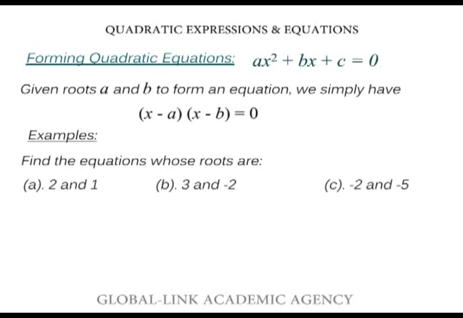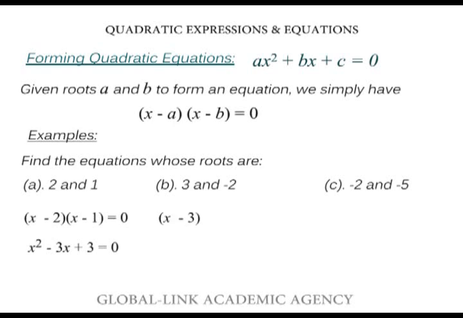For example, find the equation whose roots are a, 2 and 1, b, 3 and minus 2, and c, minus 2 and minus 5. In our solutions, a, x minus 2 times x minus 1 is 0, and we expand, we get x squared minus 3x plus 3 is 0.